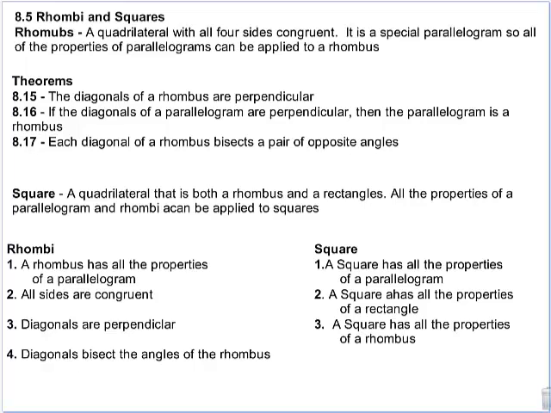This whole first page is just a whole bunch of information about rhombi and squares. So, a rhombus is a quadrilateral with all four sides being congruent, and it is a special type of parallelogram. So it has all of the properties of our parallelogram as well.